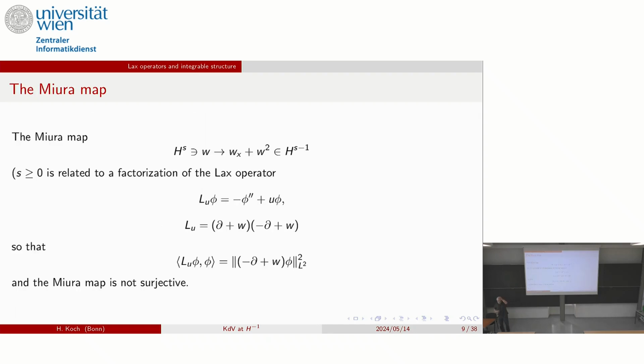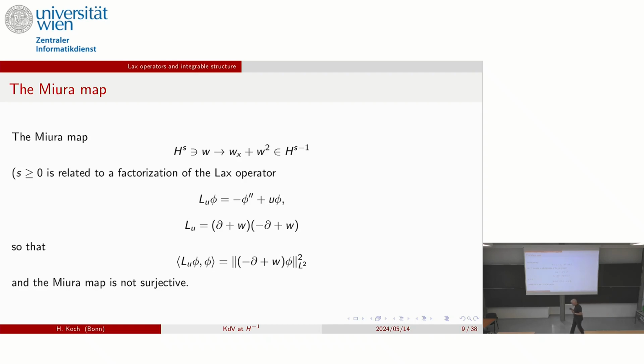Now, let me get to the next object. This is the Miura map. That's one of the next key players. What is the Miura map? Well, in the traditional form, it's the map from W to WX plus W squared. And this is a fairly interesting map. It's related to a factorization of the Lax operator, into first order operators. So it's a simple calculation that the Lax operator is given by this factorization. And that is something which will occur over and over in this setting.